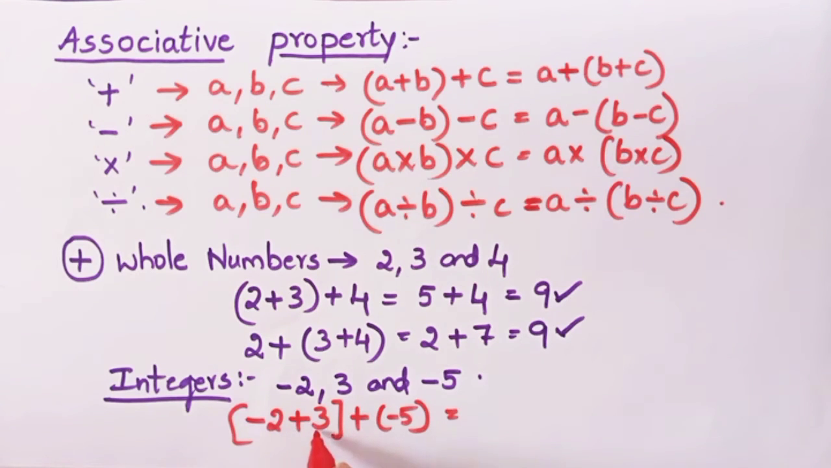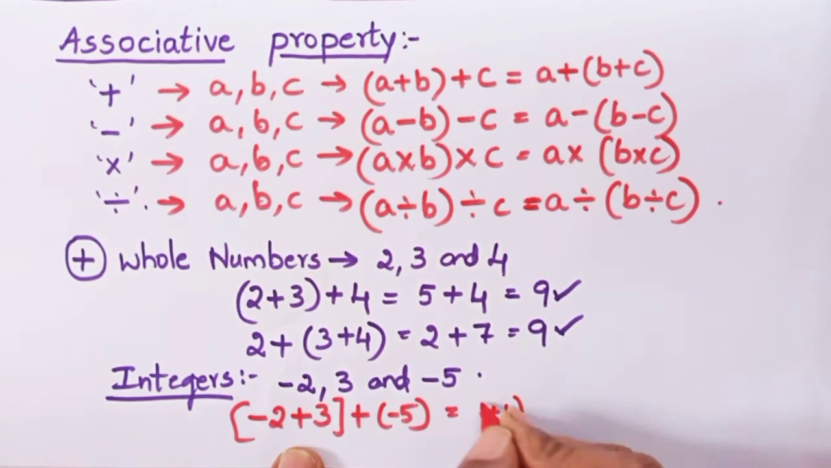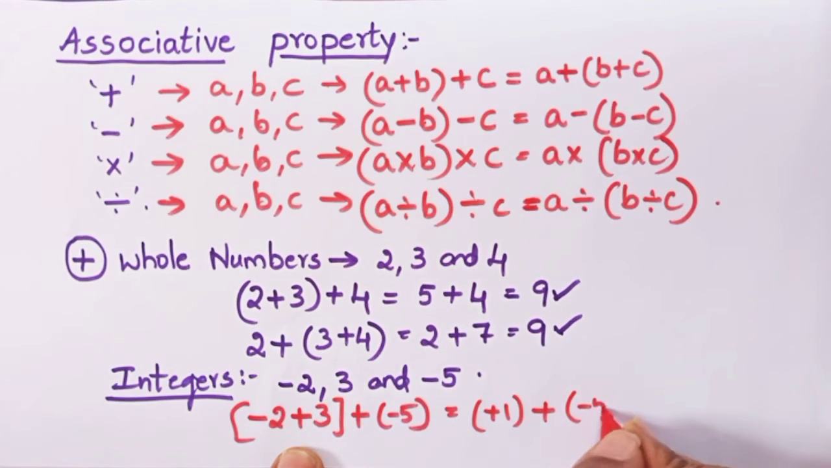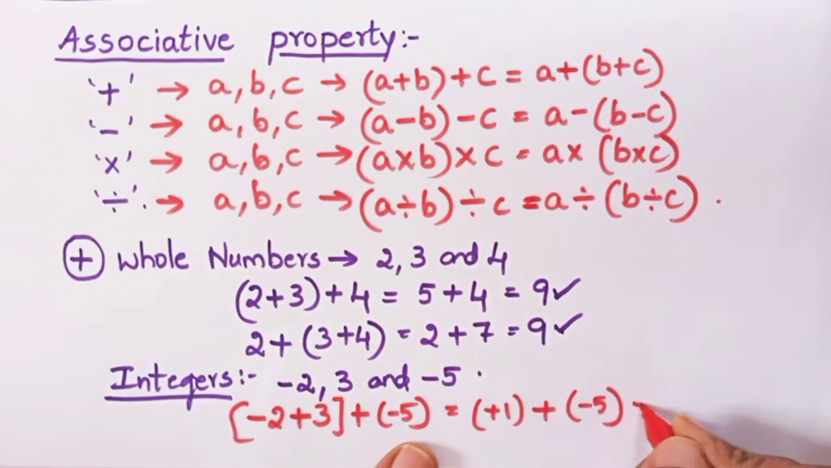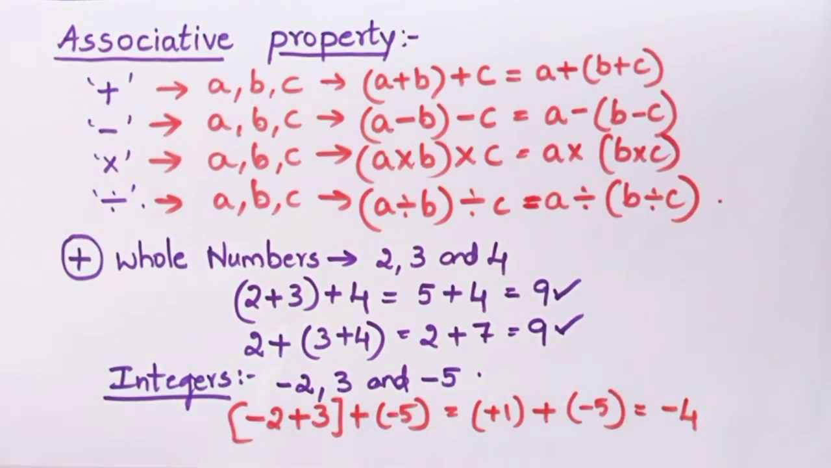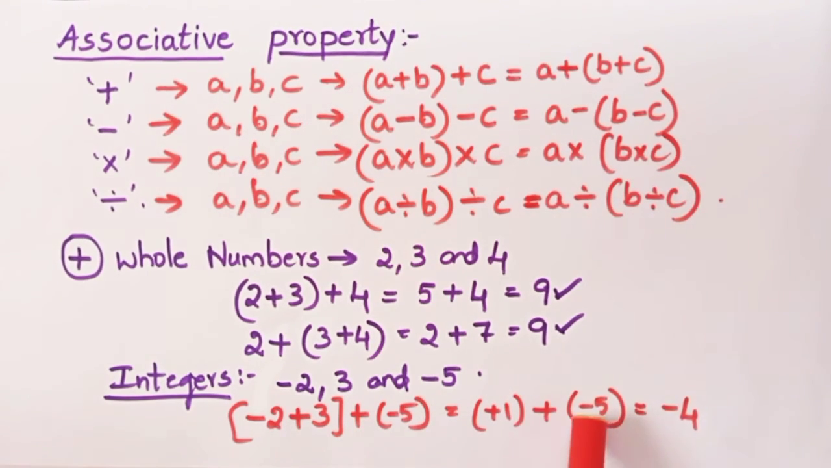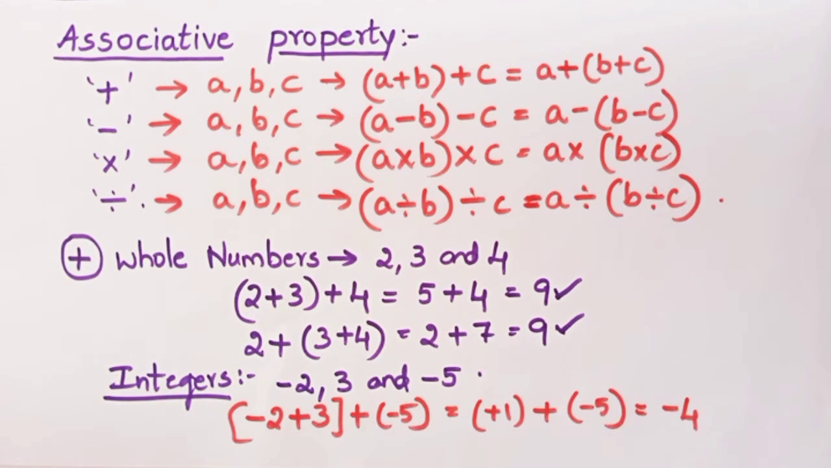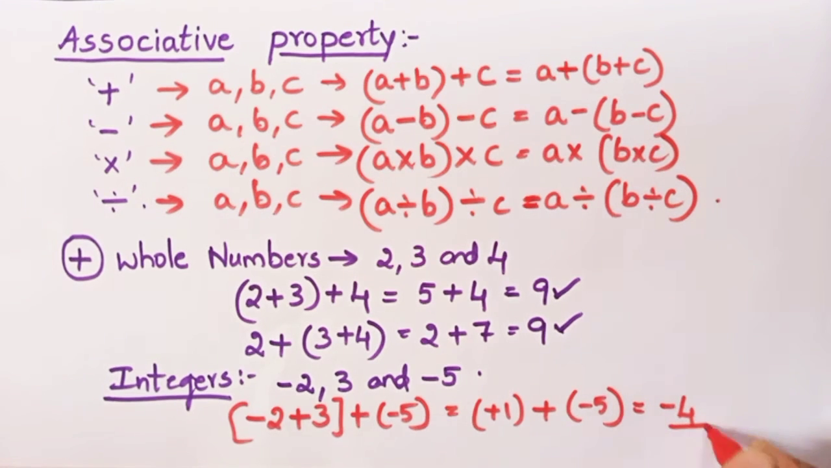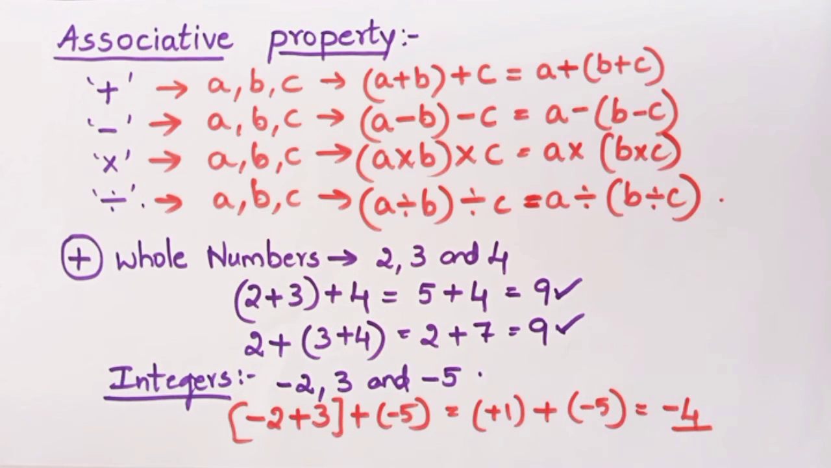Minus 2 plus 3. So I will get plus 1 plus minus 5. See, plus 1 and minus 5. My result will be minus 4. See, whenever I get two numbers with opposite signs, I need to subtract and I need to give the result the sign of the bigger number. This you know, just a repetition. So my result will be minus 4. Keep it like that. Now we will reorder our things.